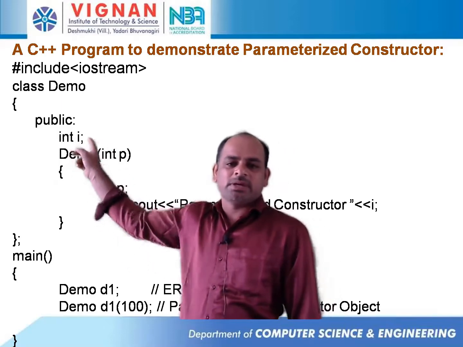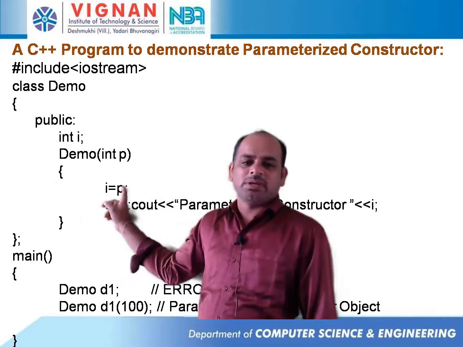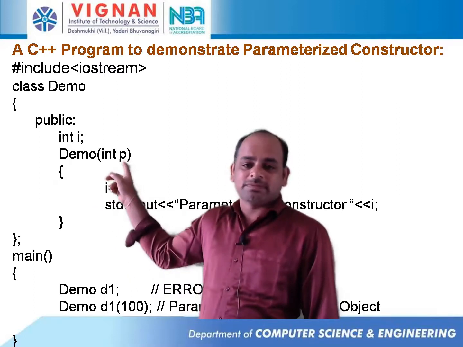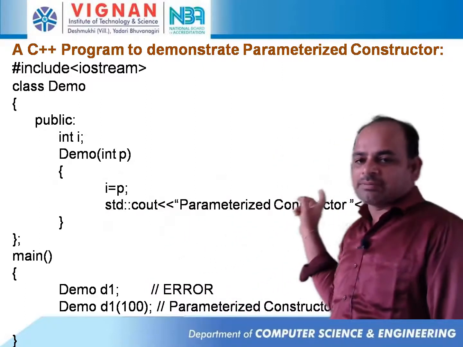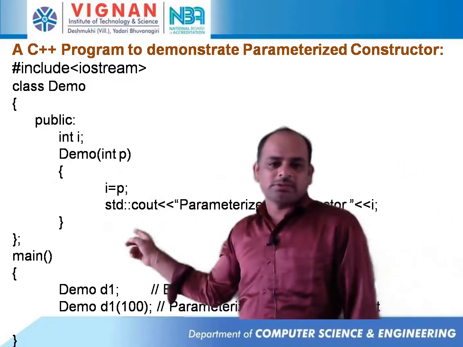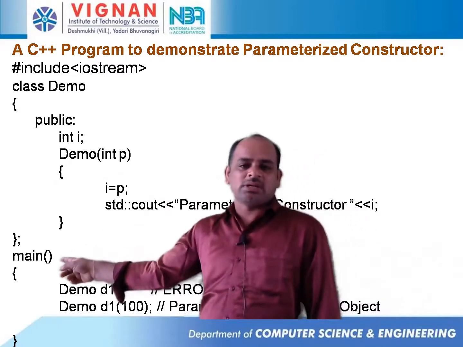What is a member variable? I here. So I is equal to p here. So the p value we will pass from the calling environment, and simply cout parameterized constructor I value, which will display here, and close the parameterized constructor, then close the class here, right?